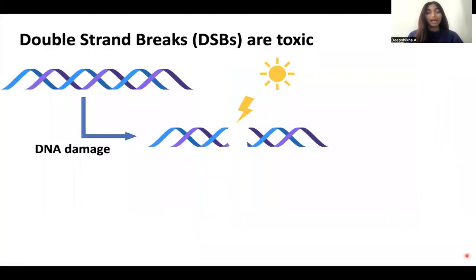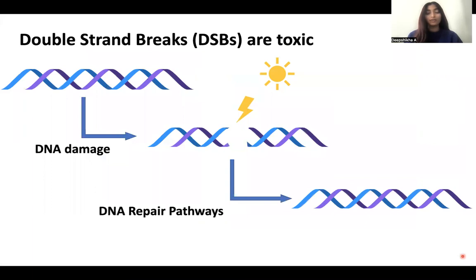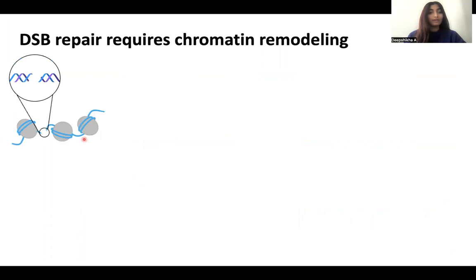So all organisms have DNA and are susceptible to DNA damage, like from UV radiation from the sun, and other cellular damage that can cause cancer and defects in fertility. And so organisms have evolved many different pathways in order to repair this double-stranded break and not lead to toxicity. How this happens is a little less understood in terms of how the chromatin has to be remodeled in order to allow for the break to be repaired.